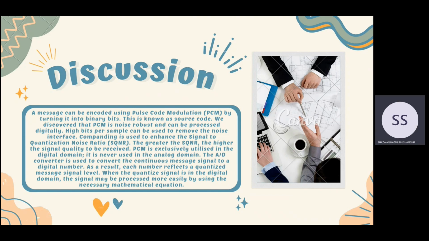As for the discussion, a message can be encoded using pulse code modulation by turning it into binary bits. This is known as source coding. We discovered that PCM is noise robust and can be processed digitally. High bits per sample can be used to remove the noise interference. The greater the SQNR, the higher the signal quality received. PCM is exclusively utilized in the digital domain. It is never used in the analog domain. The AD converter is used to convert the continuous message signal to a digital number. As a result, each number reflects a quantized message signal level.